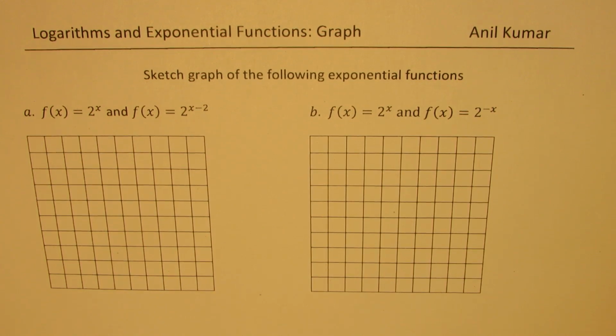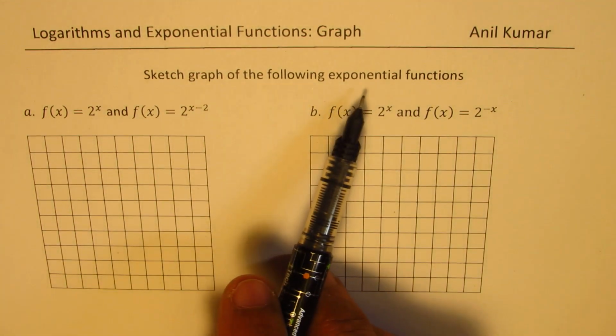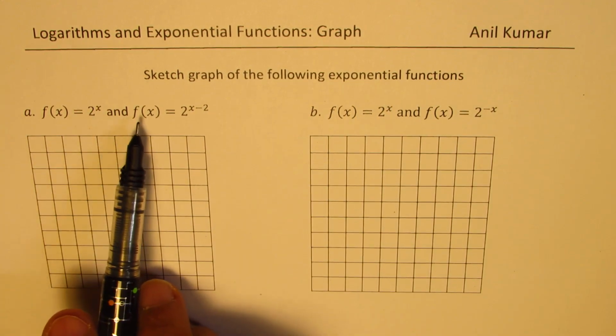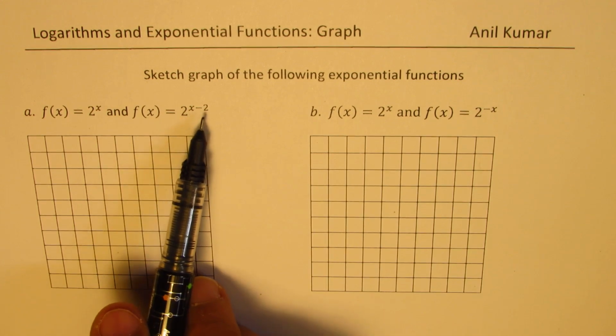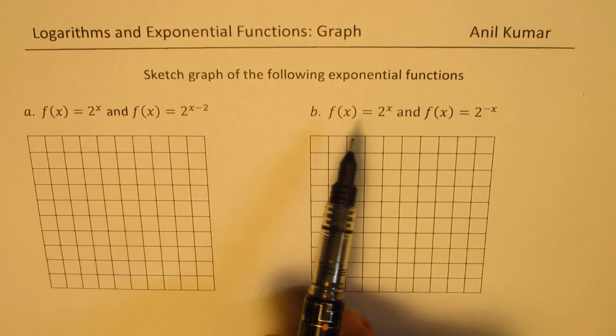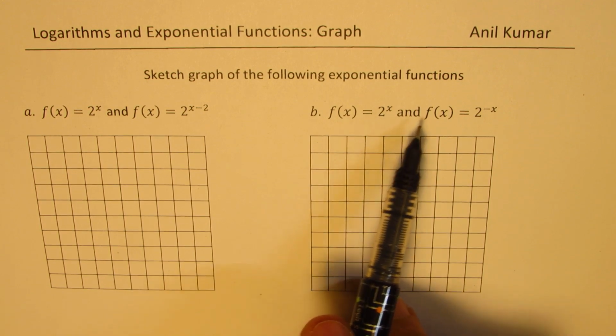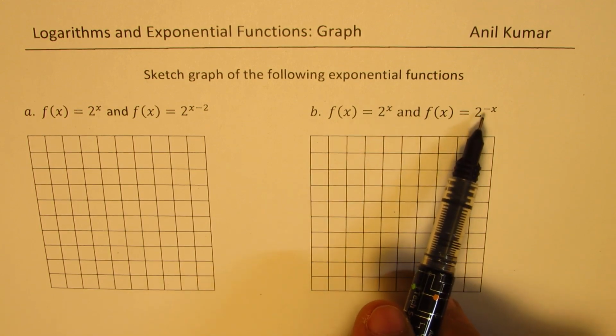In this video, we are going to understand how to sketch the graph of exponential functions. To begin with, I've taken two very simple examples. We need to sketch the graph of the following exponential functions. A: f of x equals 2 to the power of x and f of x equals 2 to the power of x minus 2 on this graph. And B is to sketch the parent function 2 to the power of x along with 2 to the power of minus x.